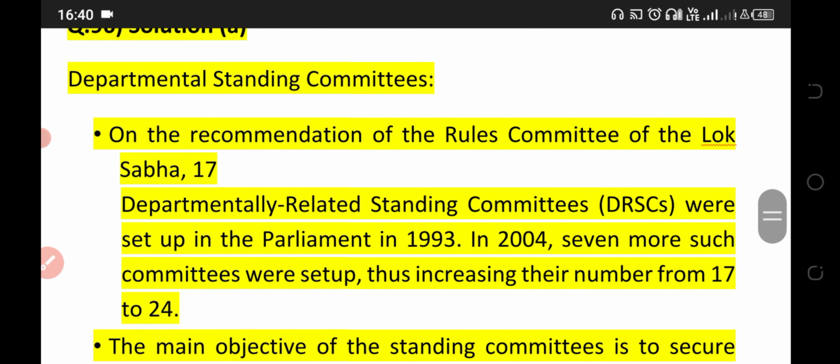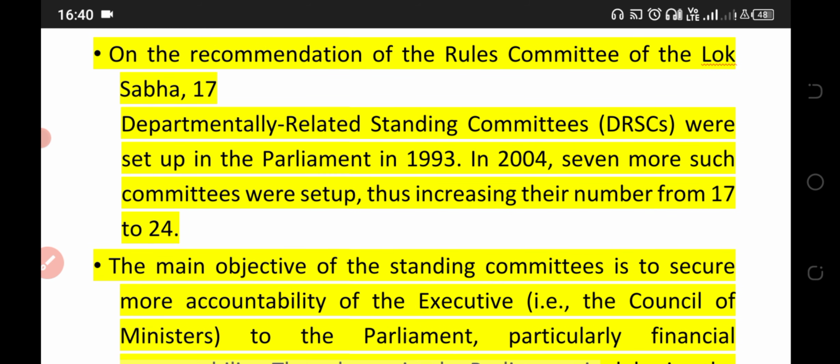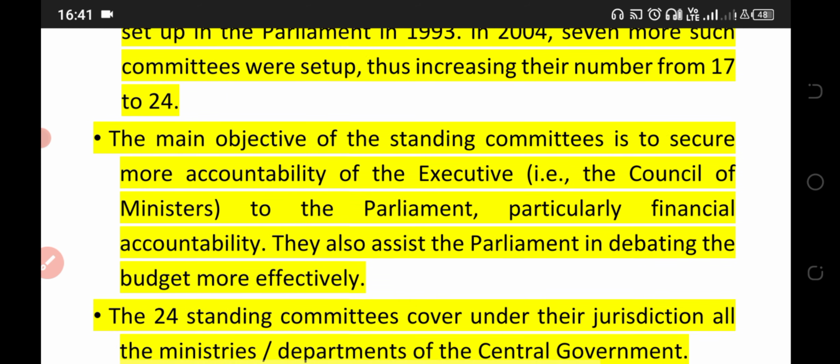Departmental Standing Committee. On the recommendation of the Rules Committee of Lok Sabha, 17 departmentally related standing committees were set up in the Parliament in 1993. In 2004, 7 more such committees were set up, thus increasing their number from 17 to 24.